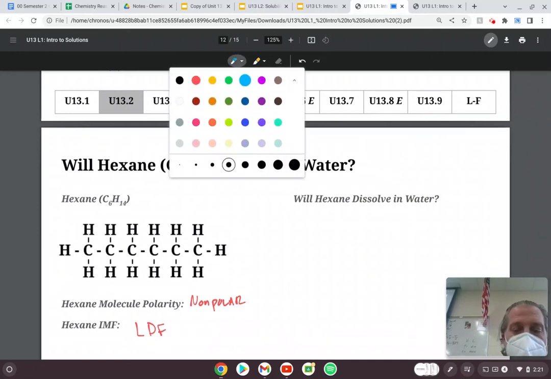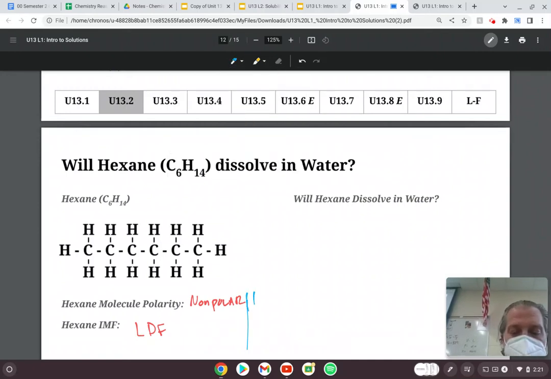You might recall then that water was a polar molecule, which had London dispersion forces and hydrogen bonding. Now, the fact that the polarity of the molecules is different, and the fact that the hexane only has London dispersion forces and no other, should tell you that hexane will probably not dissolve in water.